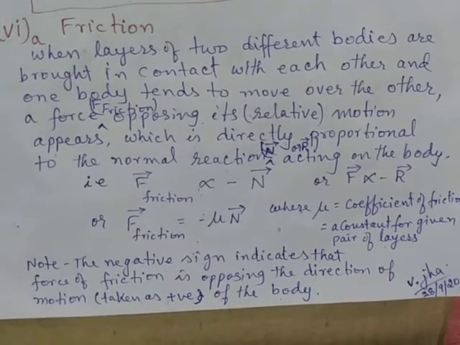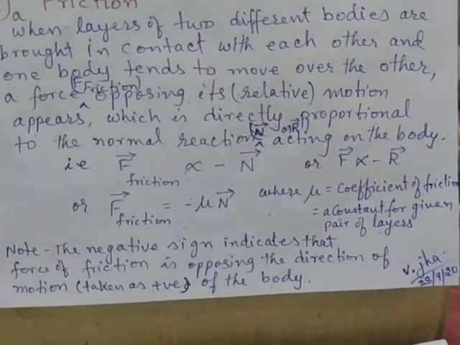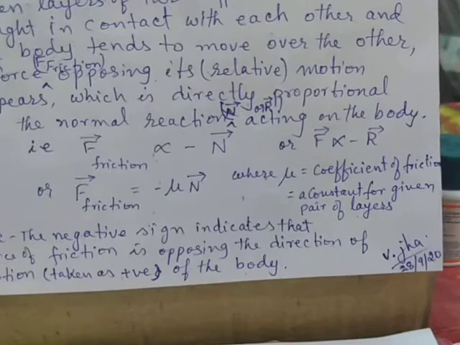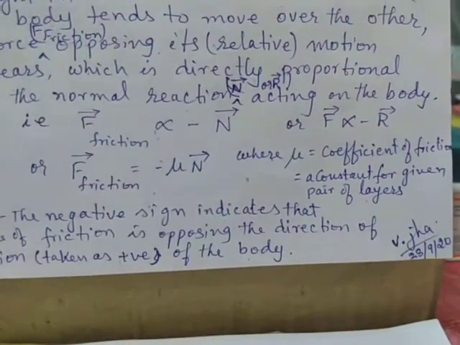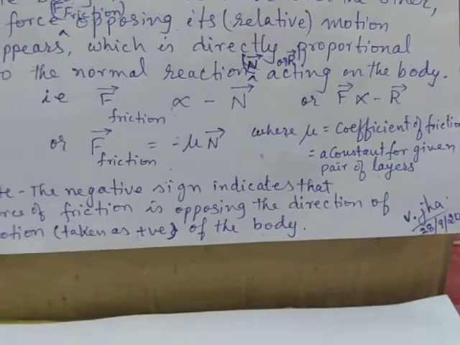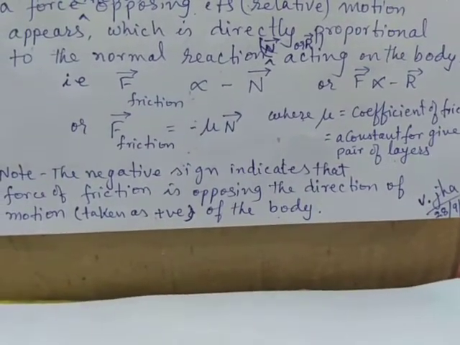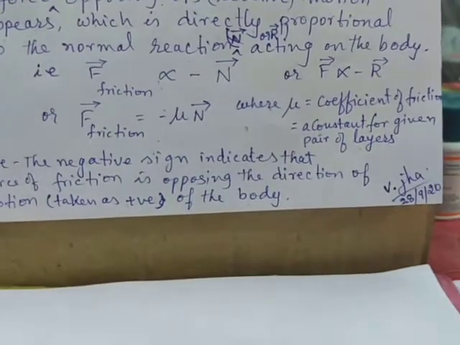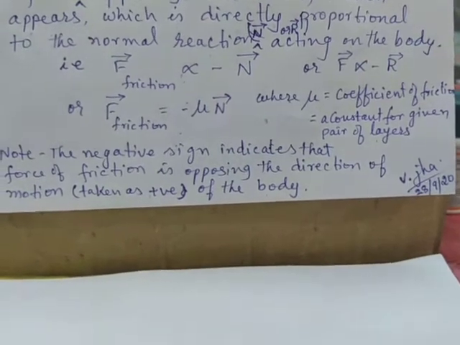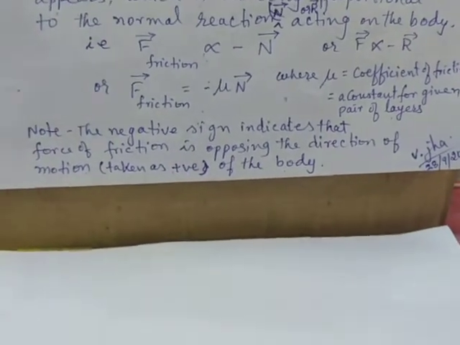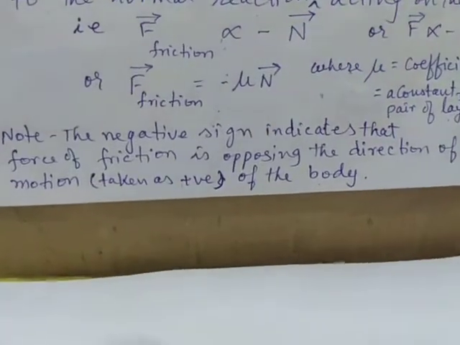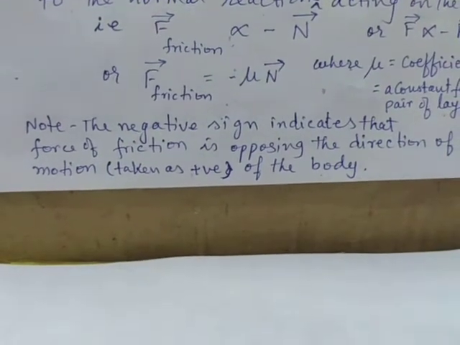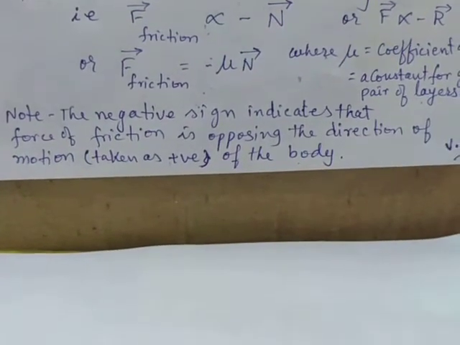Therefore we can write force of friction is proportional to minus N, where N is the normal reaction. We also express normal reaction as R, so we can also write F is proportional to minus R. When we eliminate the proportionality sign, we introduce a constant of proportionality, and here it is called coefficient of friction. It is always constant for any two given layers in contact. So in this formula for friction, F is equal to minus mu R, and the minus sign indicates that the force of friction is always opposing the direction of motion.